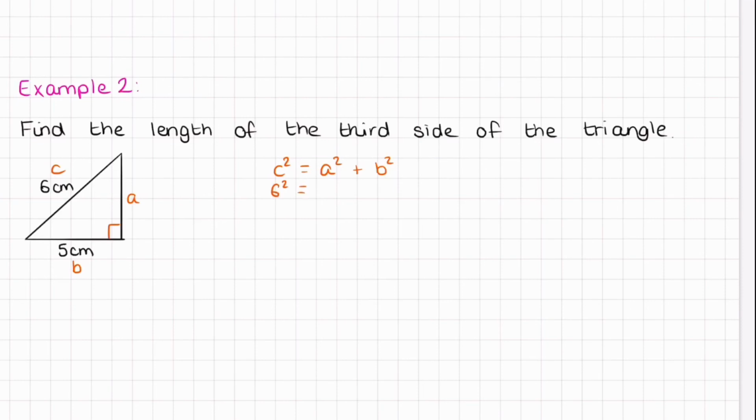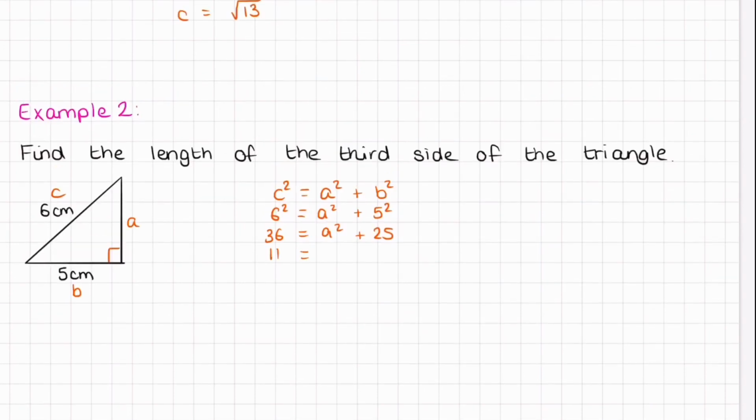If I put my numbers in, we're going to get 6 squared, that's the longest side, equals a squared plus 5 squared. We can just simplify that to 36 equals a squared plus 25, minus 25 to the other side, which will give us 11. And that means a is going to equal the square root of 11. I didn't say it with the last question, but we do need to remember to write our units if we have been given them. So the answer to this one will be the square root of 11 centimeters.